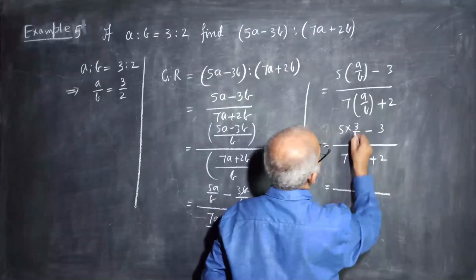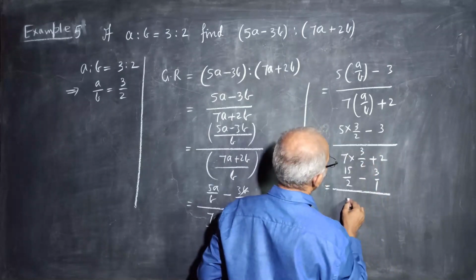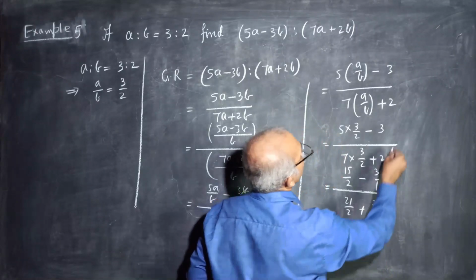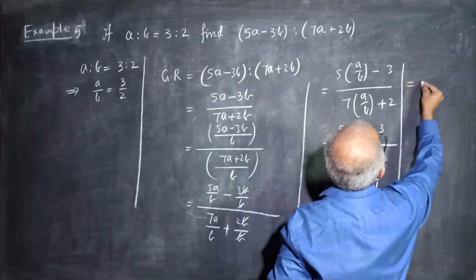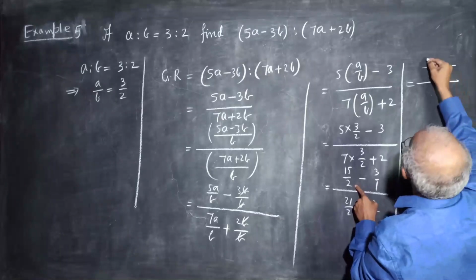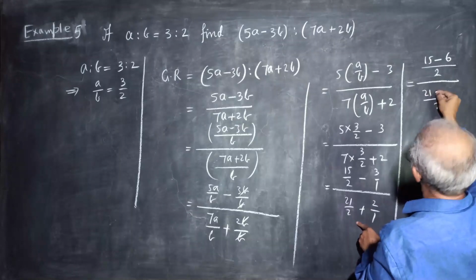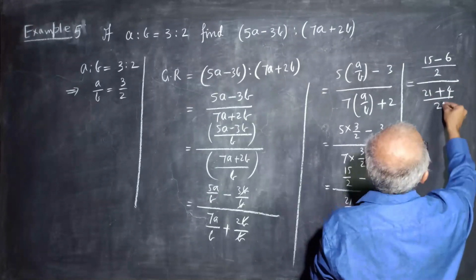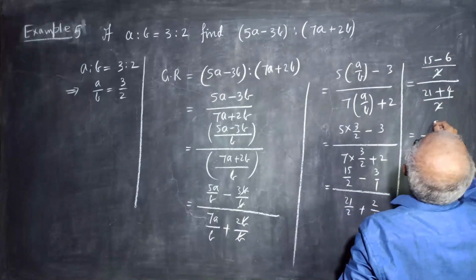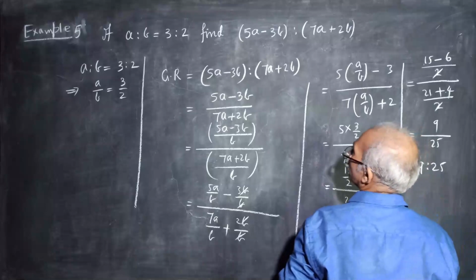This is equal to 5 3s are 15 by 2 minus 3 by 1, 7 2s are 7 3s are 21 by 2 plus 2 by 1. So this is equal to, take LCM in the numerator 2. So 15 minus 6, here take the LCM 2, 21 plus 4. This is equal to, you can cancel these two. So 15 minus 6, that is 9 divided by 25. So 9 is to 25.